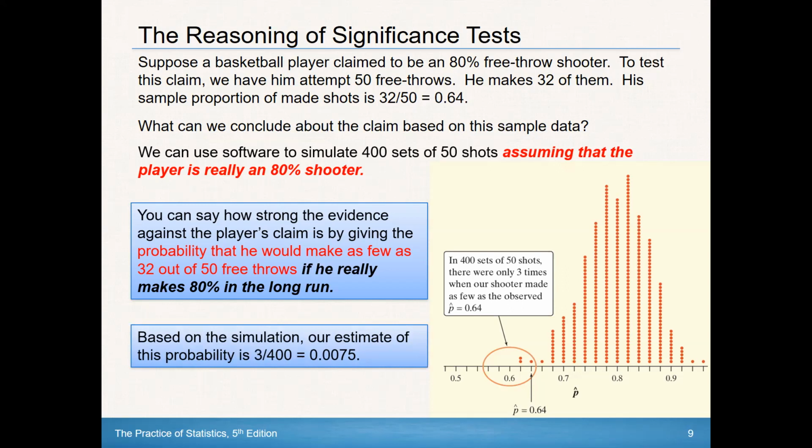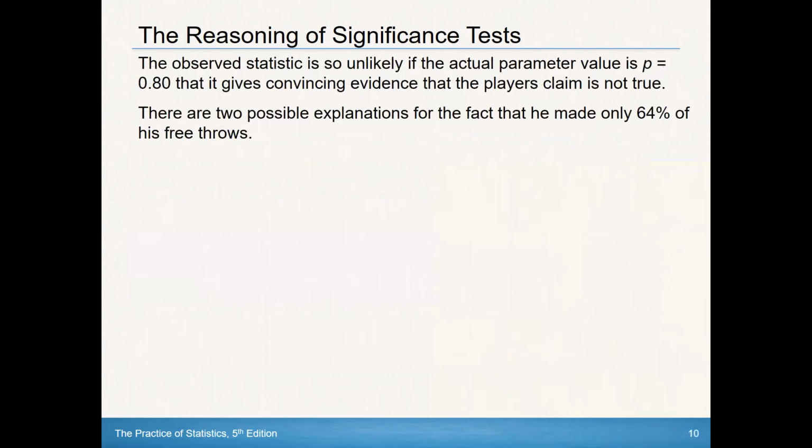What you also might notice is you're seeing a p-value right now. We've come up with an estimate of probability under the assumption that the player is an 80% shooter. So let's pull back here. The observed statistic is so unlikely if the actual parameter for p equals 80 gives us convincing evidence that the player's claim is not true. And so there's 2 possible explanations for the fact that this player only made 64% of those 50 free throws. And what could we say they are?